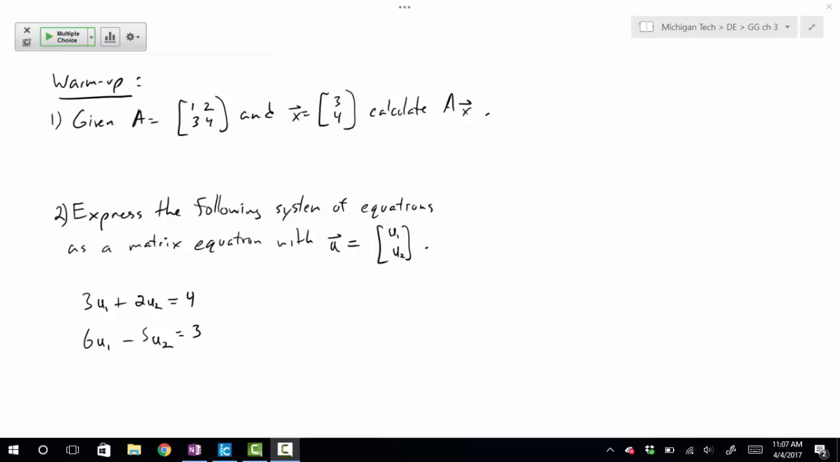All right, start with the warm-up here. So the idea is we're going to do a little bit of linear algebra review because it's going to be an important part of this chapter. So we'll start off with some basics here.